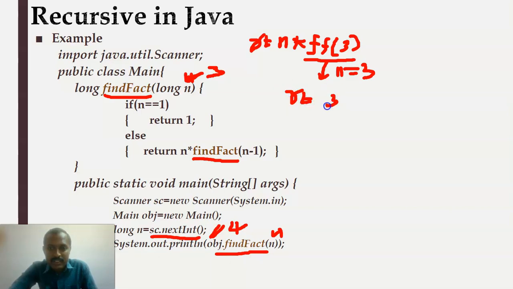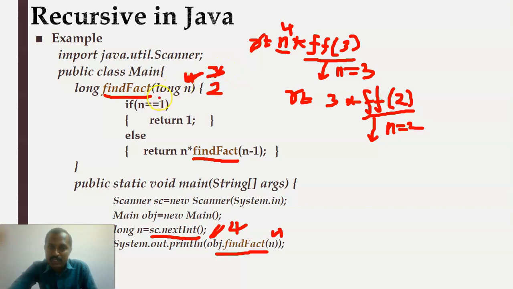n star, where n is 3. So 3 star. In the previous step this n value was 4; now the n value is 3. 3 star findFact of 2, where FF denotes findFact. N minus 1, 3 minus 1, is 2. If we want to return the statement, we should know the value of findFact of 2. So once again we call the findFact function with value 2, so n is 2 and the same function is called with value 2.